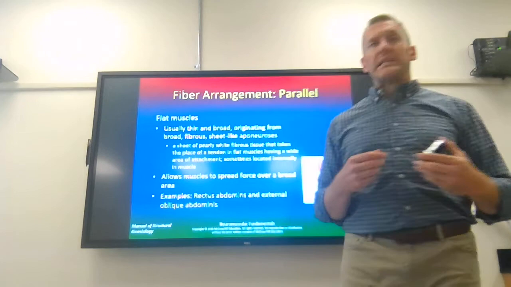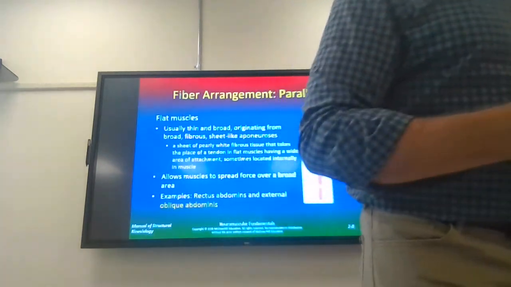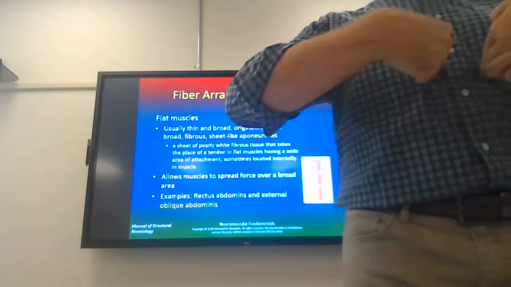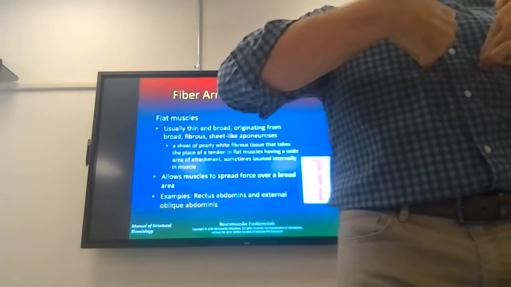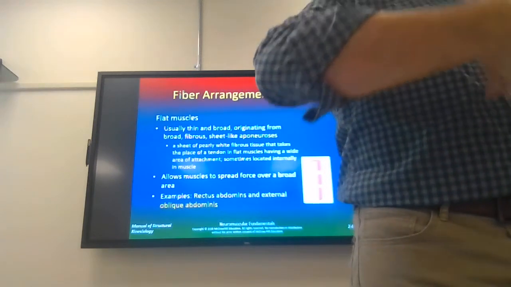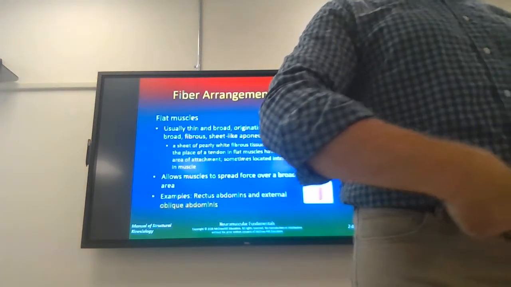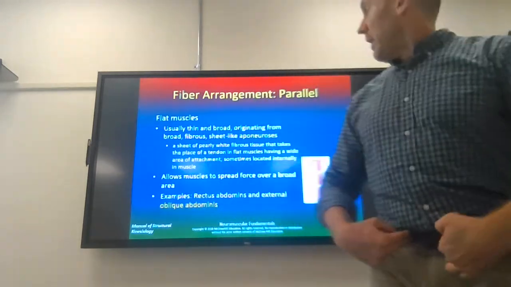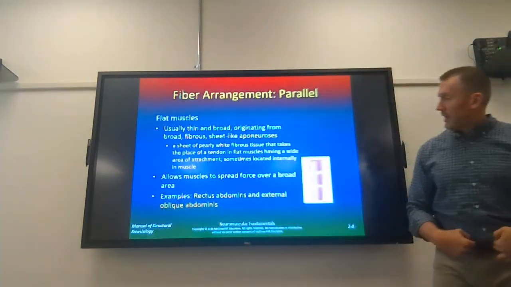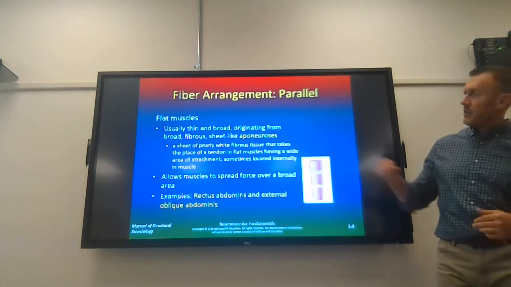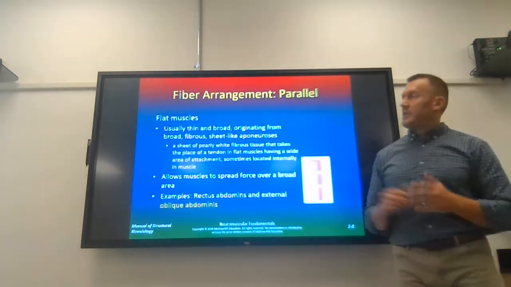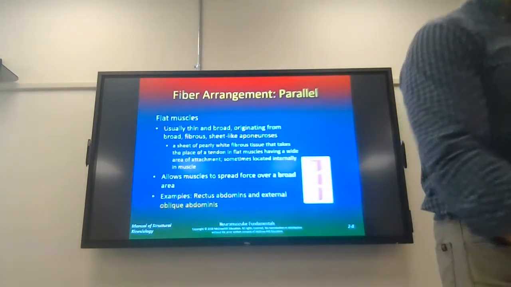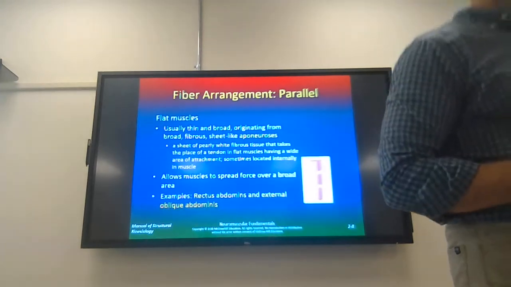So the word rectus literally means straight line. So the rectus abdominis has fibers that run from the bottom of your rib cage all the way down to the pubic crest. And so it is separated by these tendinous inscriptions. These flat muscles also tend to have internal tendons.